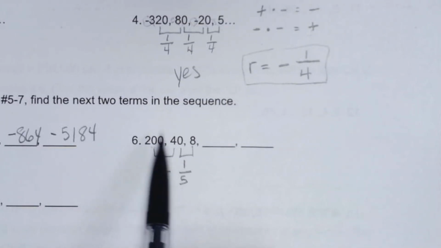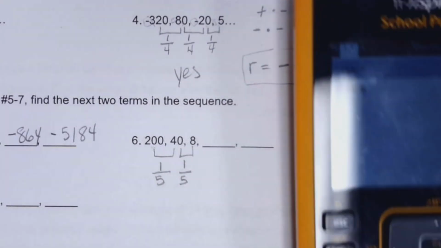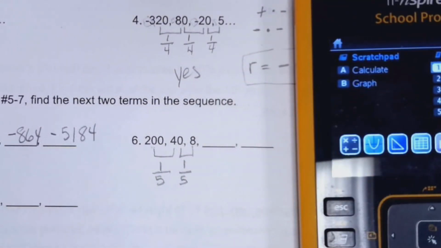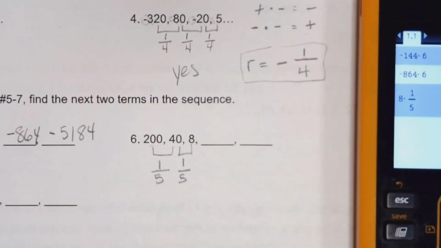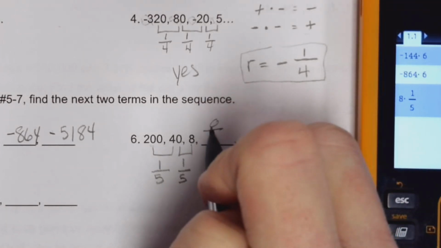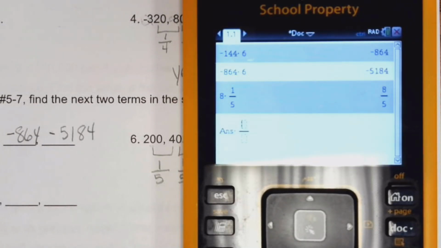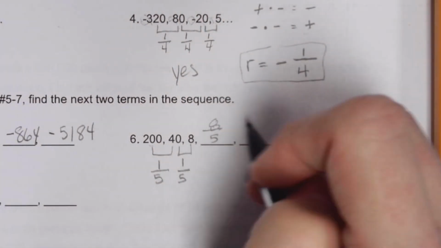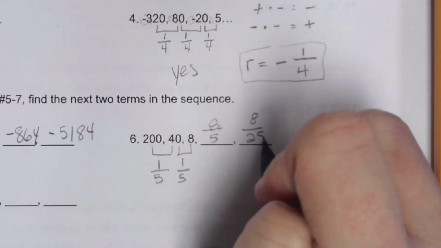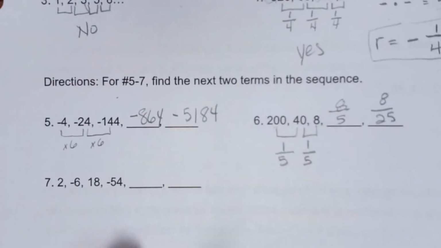Okay, I'm not doing any flip-flopping here with my signs. So we can take 8 times 1/5. Oops. Let's go back into our calculator. So we can take 8 times 1/5. And we get 8/5. And then we're going to take that 8/5 times 1/5 again. Okay? And we get 8 over 25. Okay, you try number 7 yourself and pause the video.